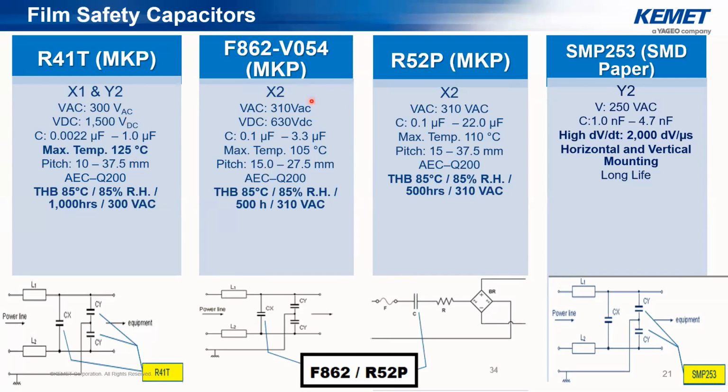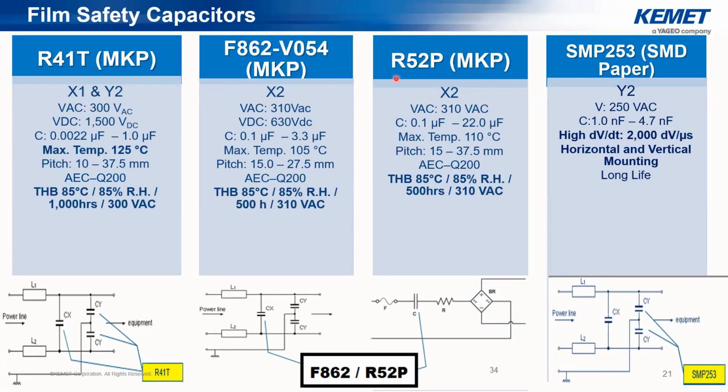The F862 V054. The F862 series has been around for a while now, so this is not really a new series. This has been our standard offering for a robust X2 capacitor series. We have, however, come up with this new C spec, which we call V054, and V054 basically stands for non-halogen free. So we offer this robust X2 capacitor series as halogen free as well as non-halogen free. Of course, you save on costs if you go for a non-halogen free variant. And this is again 85, 85, 500 hours specified. So not really grade 3B, but more or less grade 2B of the temperature humidity bias specifications.